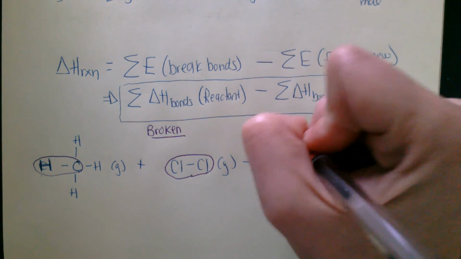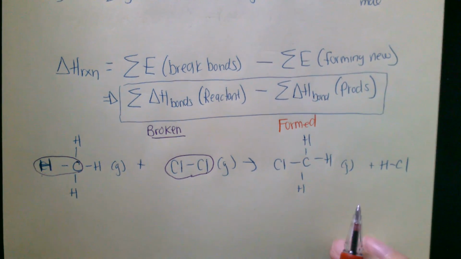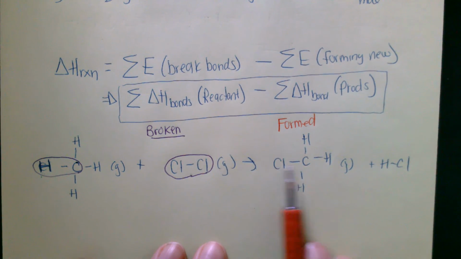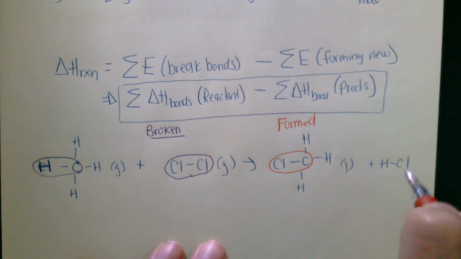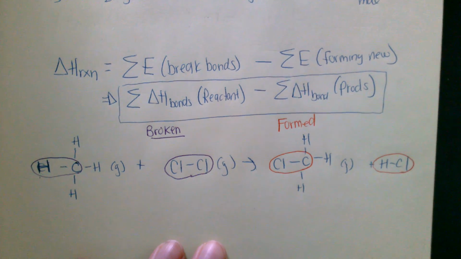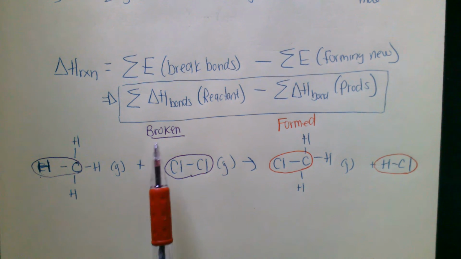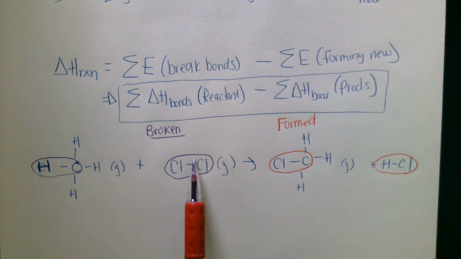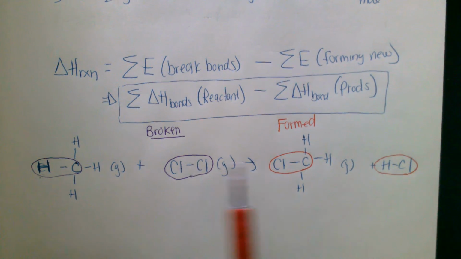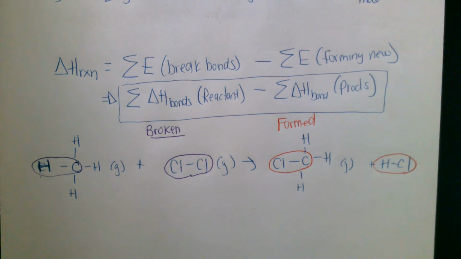If we look at bonds now formed from this reaction, this is a new bond that wasn't there before. So this one is new. And now this one here is new as well. So the enthalpy of this reaction should then be this bond energy plus this bond energy, subtract this bond energy plus this bond energy here.